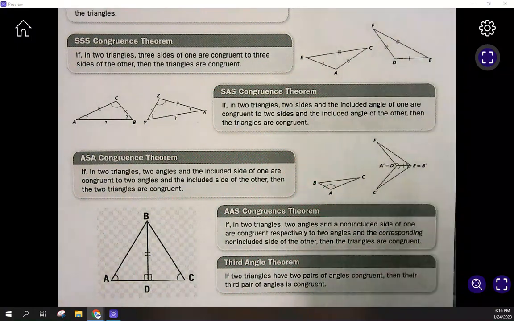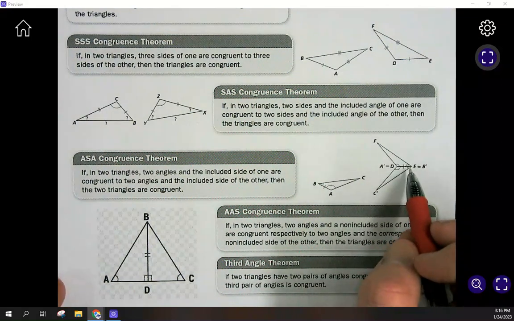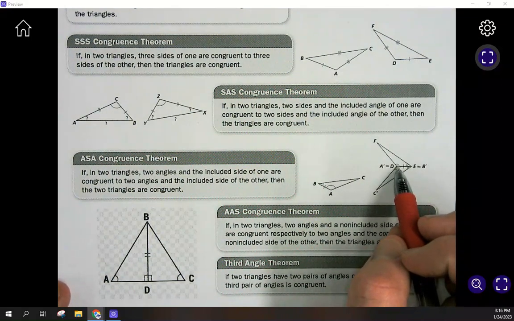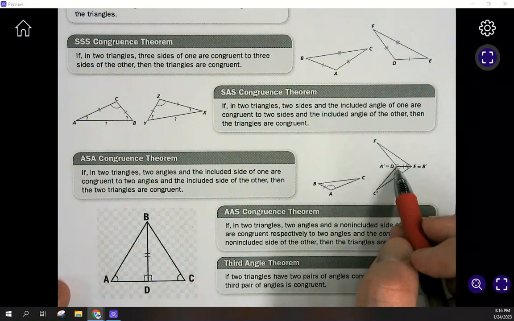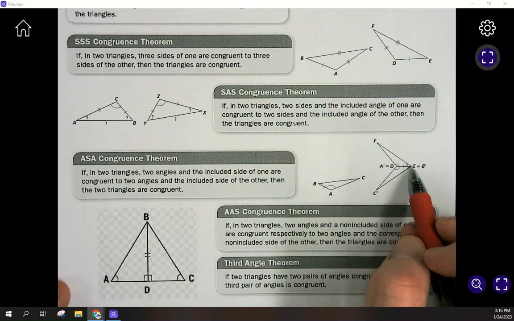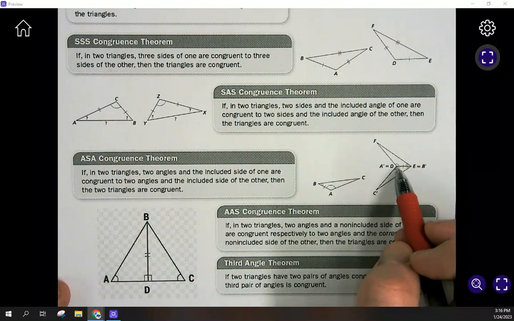Looking at these triangles that either overlap or share a side, we know that side right there, like DE, is going to be the same for both triangles. So this triangle uses DE as one of its sides, and then this triangle, FED, also uses DE as one of its sides. So that can count.